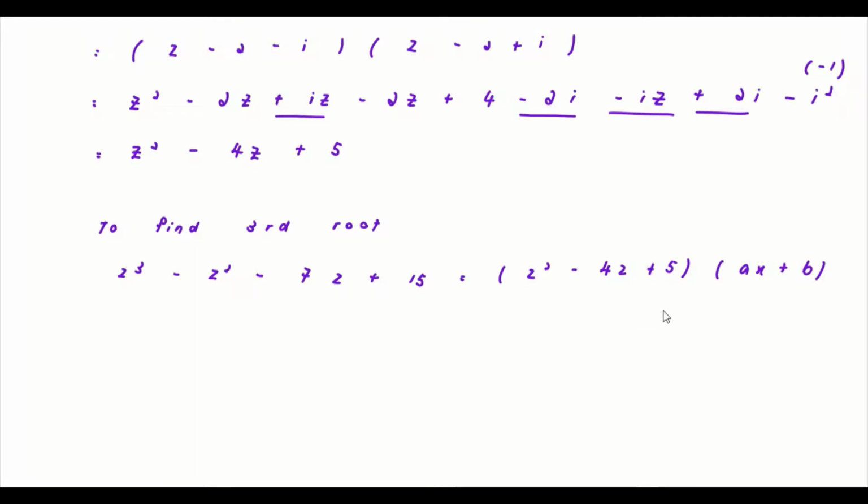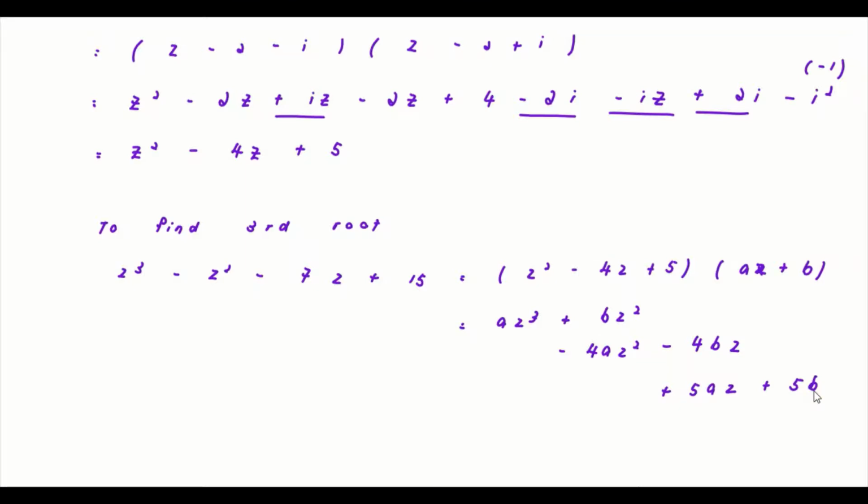After that, we just expand this part, then we do comparison. Like what I said, it is similar to long division. You should get exactly the same answer, it just depends on what you want. Sorry, this should be z. So you can expand it. So az cubed, and then plus bz squared, minus 4az squared, and then minus 4bz, then plus 5az and then plus 5b.